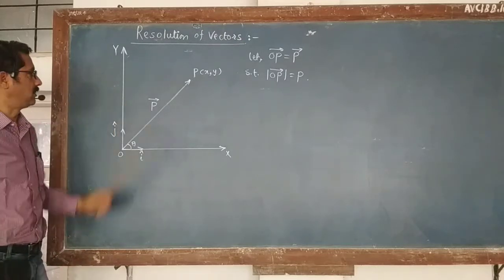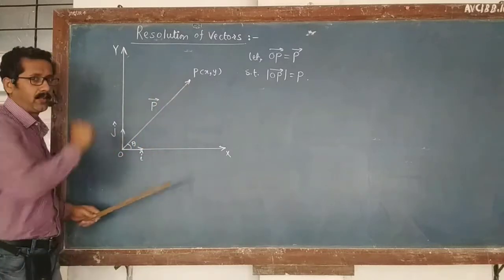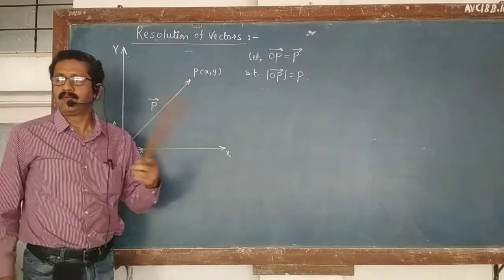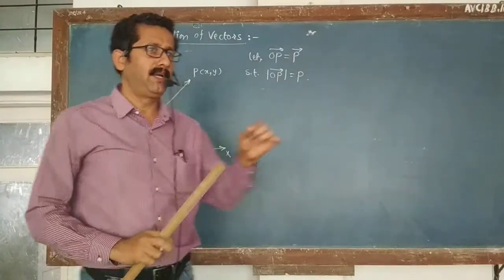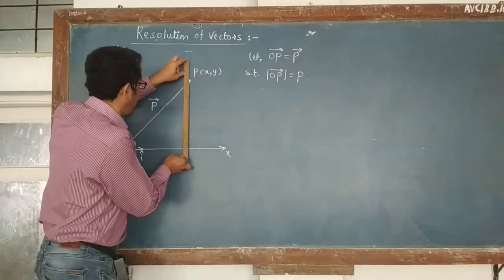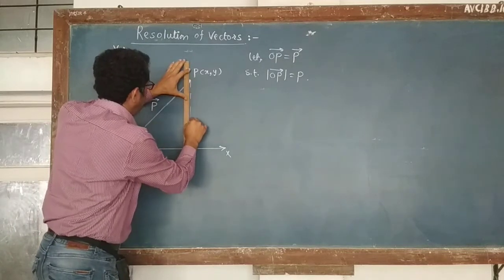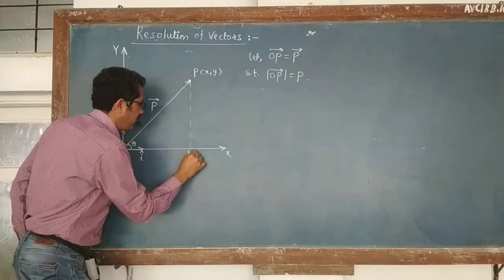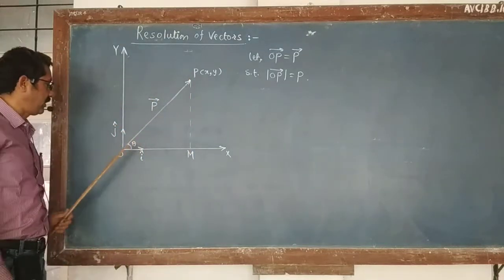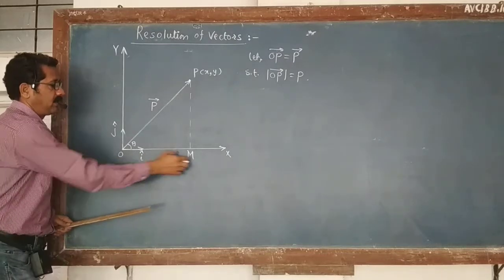That's what my consideration is. How do I understand how much is this vector? For that we have earlier studied the triangle law of vector addition. I simply drop a perpendicular from point P on my x-axis, and the foot of this perpendicular lies at some point called M. Then how much will the length O to M be equal to?